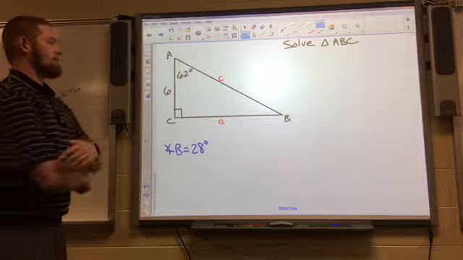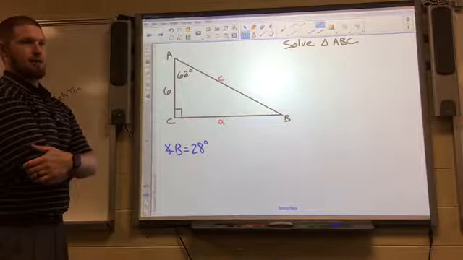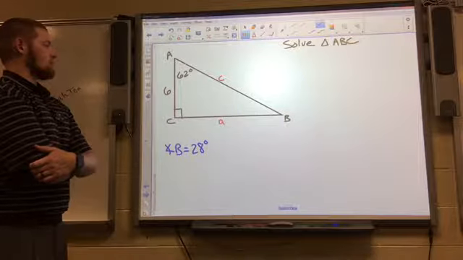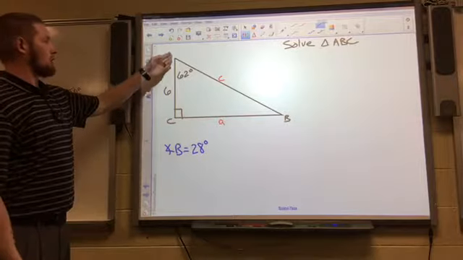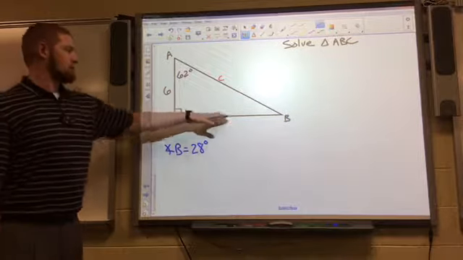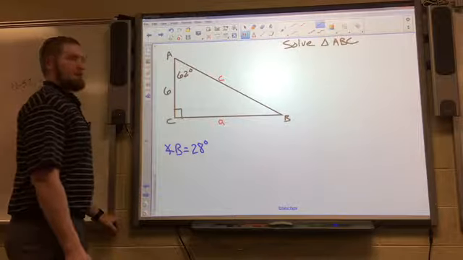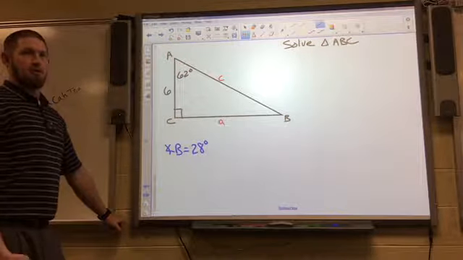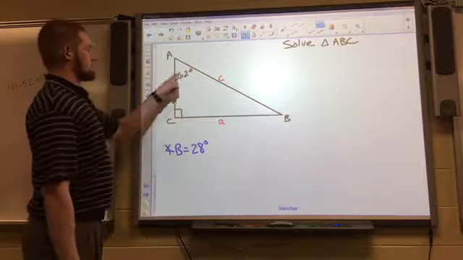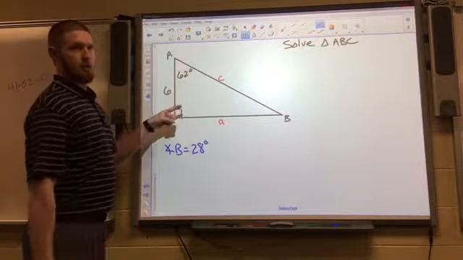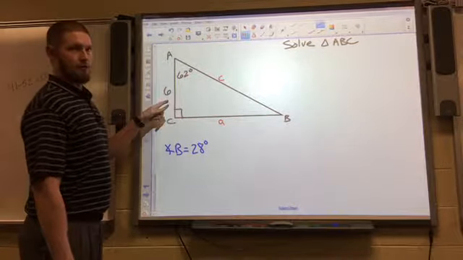Now I have to try to come up with a way to find those other two sides while only knowing one side. If I knew another side, I'd just do Pythagorean theorem. Okay? This is where you have to use your trig functions. Again, we've done this. We did this in geometry. We did a lot of it. I have to use my angles and set up an equation with my sine, cosine, tangent and solve it.